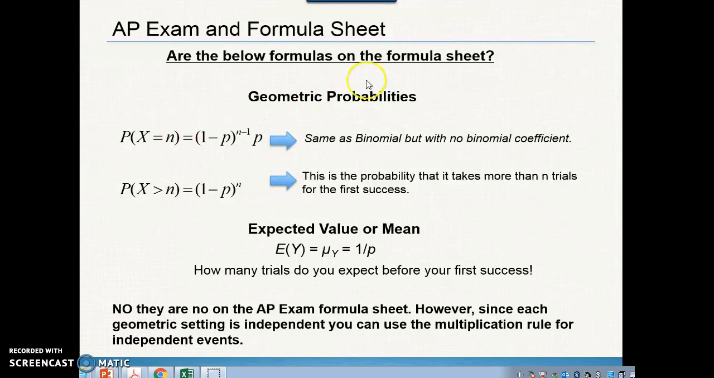Okay, so I apologize. These formulas are not on the AP exam formula sheet, but just remember that geometric settings are independent, and you don't even have to necessarily use the geometric rules in order to do these questions, because they're basically the same type of questions that you did whenever you just did your probability unit. Okay, so just keep that in mind.